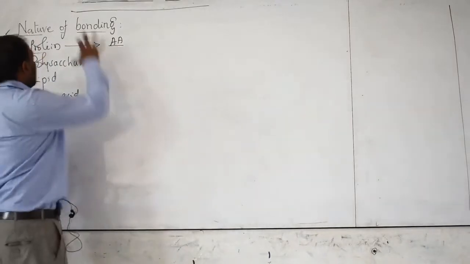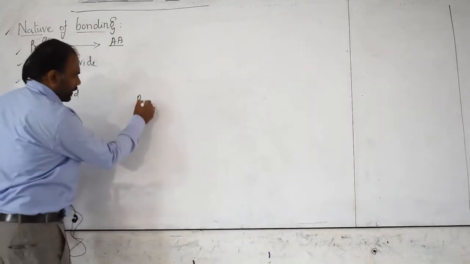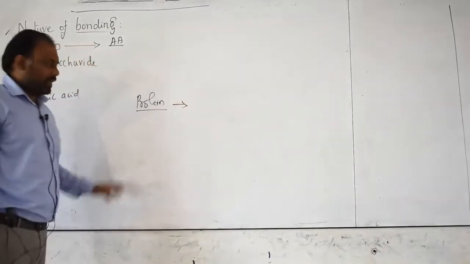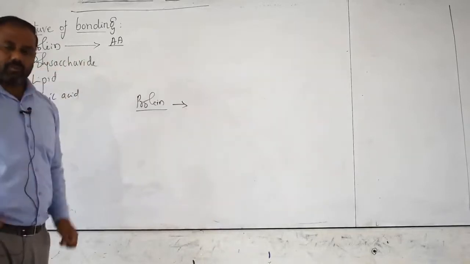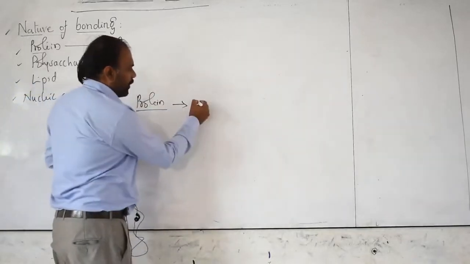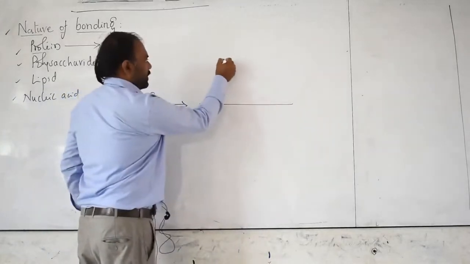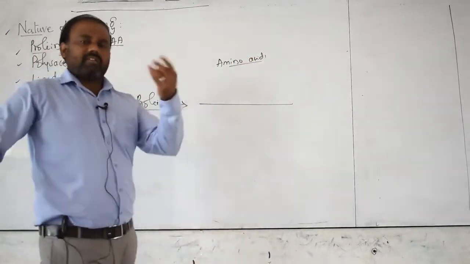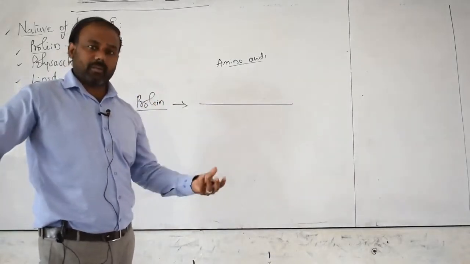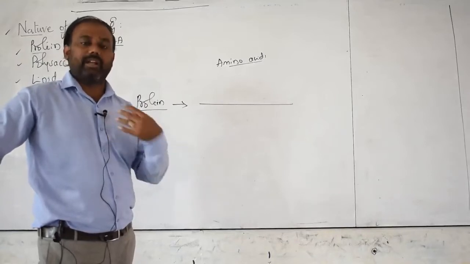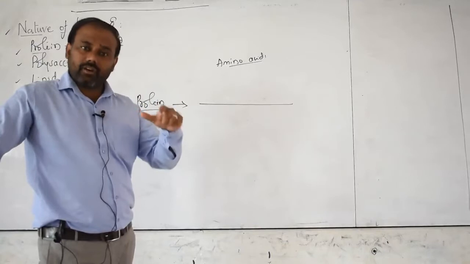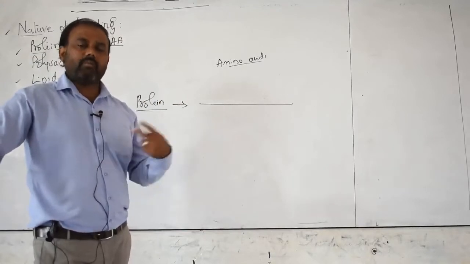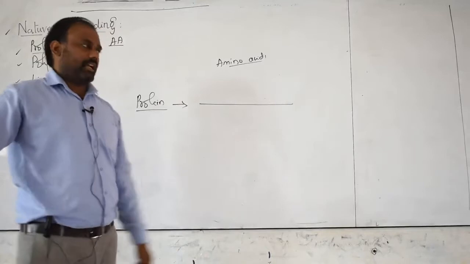A simple example to understand the nature of bonding: imagine any kind of protein. Many times I told you, the word protein refers to a complex food molecule, made up of a long chain of amino acids. Some proteins contain 100 amino acids, some contain 1000, some several thousand. The number of amino acids differs from protein to protein. In nature there are several thousand different types of proteins, and their number of amino acids will definitely be different.